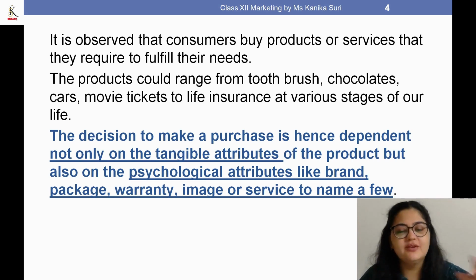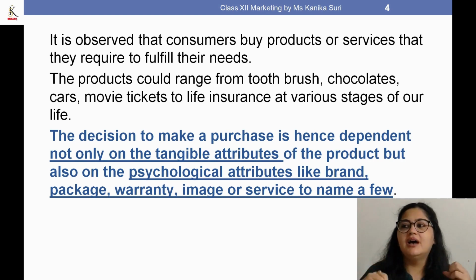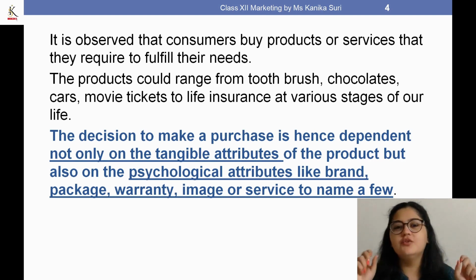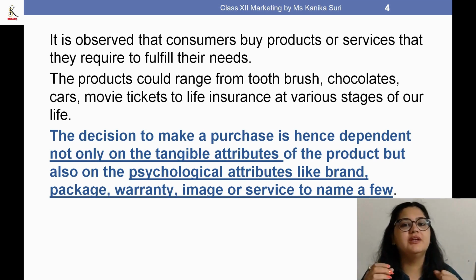But also on the psychological attributes like brand, then packaging. Obviously, we get very attracted towards a very polished kind of packaging. एक बहुत ही जिसकी attractive packaging होती है, बहुत ही bright colors वाली packaging होती है, उसके ऊपर कुछ ऐसे लिखा होता है, कुछ बना होता है, तो we get very attracted towards that particular kind of packaging. So packaging also plays a very important role.